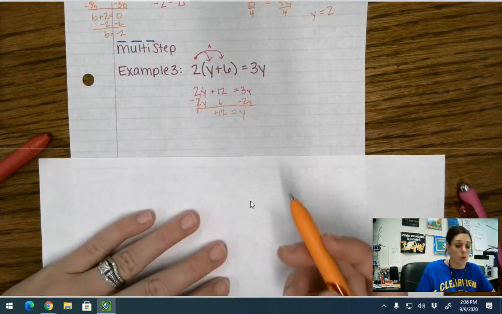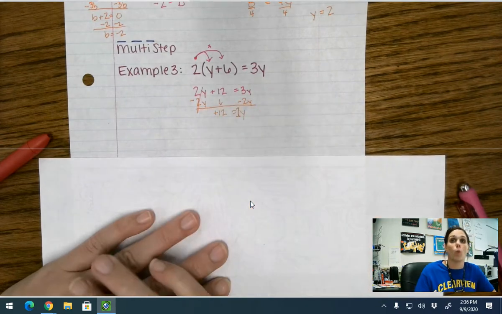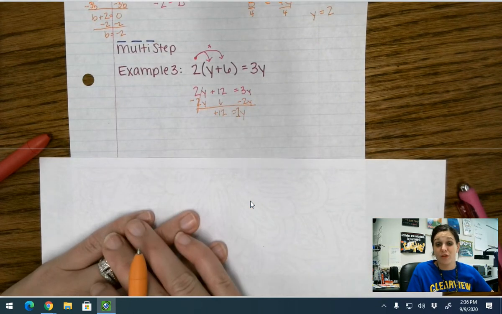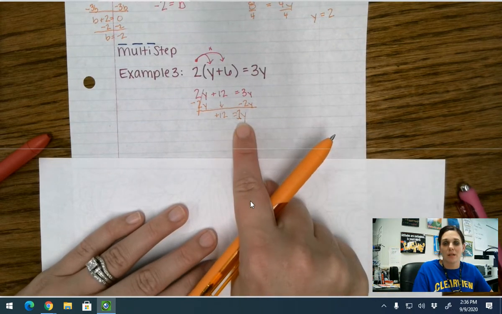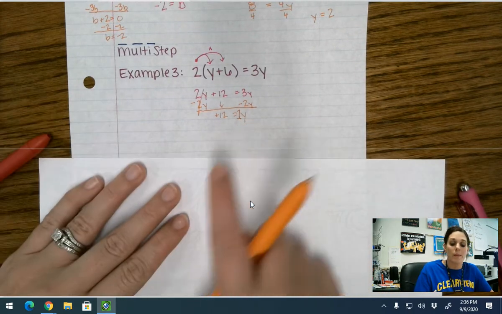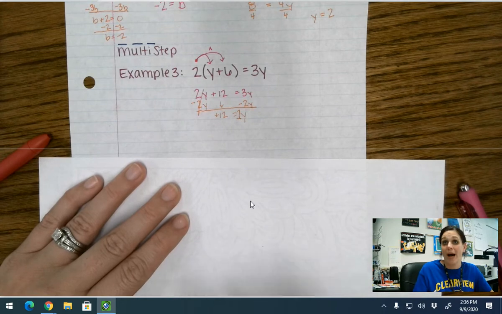Y equals 12. Now, a lot of times people like to put that 1 there. You're not wrong if you do. That's fine. Just there's no need to multiply or divide by 1 because 1y is y. So you're going to want to make sure your answer is declared, that y equals 12.